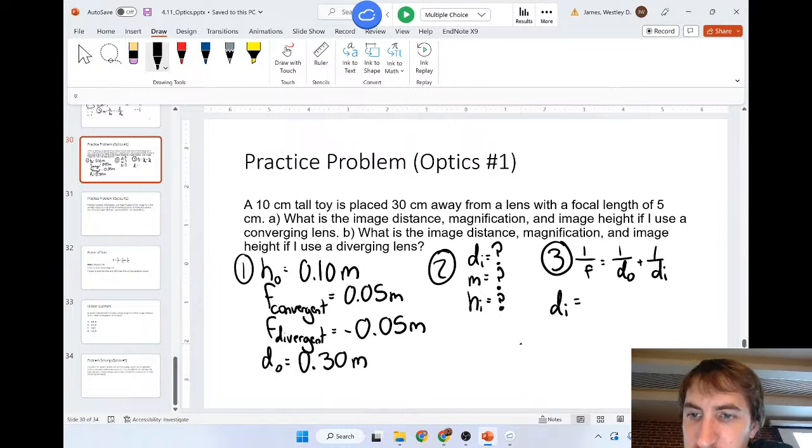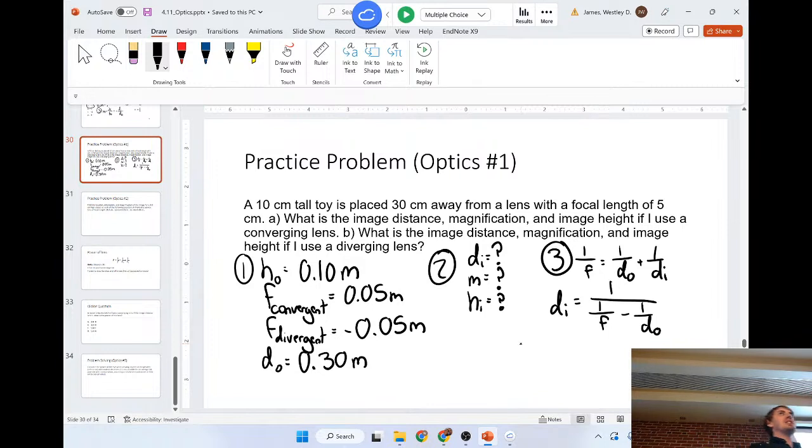I'll leave this for you all. I've already done this a couple times. But the distance of the image is going to be 1 over f minus 1 over do. I subtract 1 over do to the other side, and then take 1 over everything. I'll leave that for you all to go back and look at if you're uncertain how I did all those algebra steps. I've done it previously. That's a good exercise for you all as well if you want to practice your algebra. All right, so that's the distance of the image.